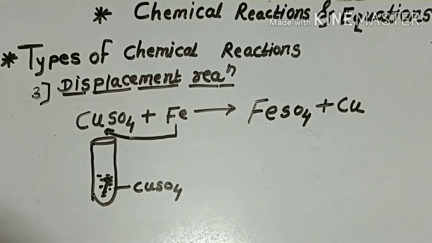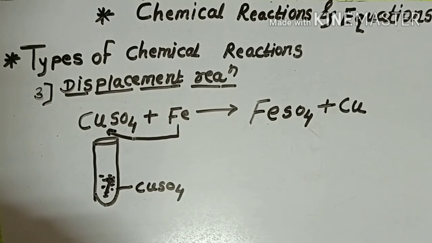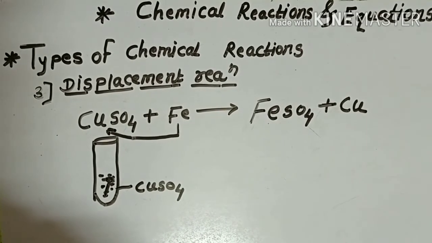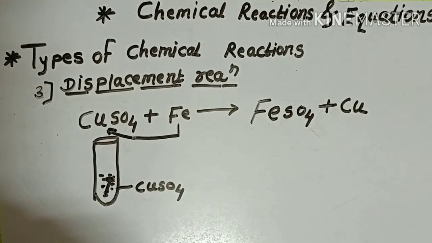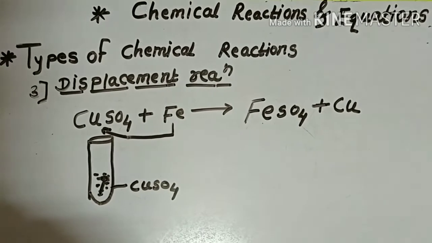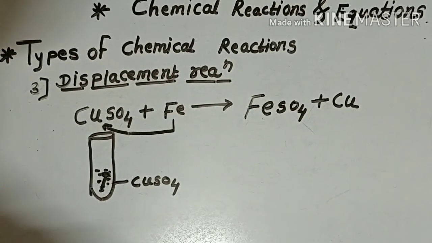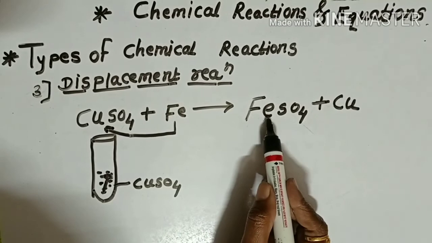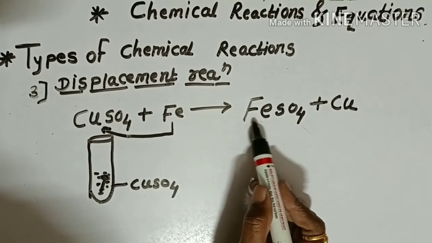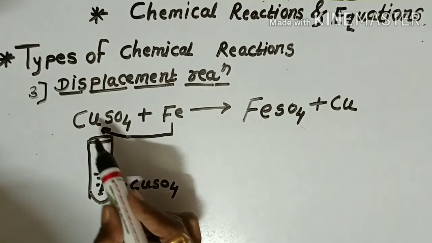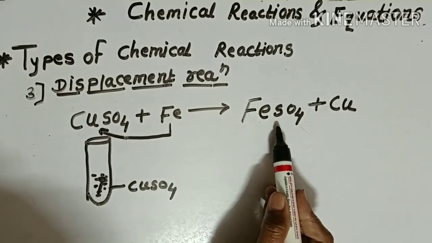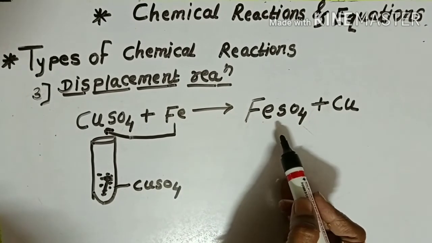So how can we define the displacement reaction? The reaction in which the place of the ion of a less reactive element in a compound is taken by another, more reactive element by the formation of its own ions is called a displacement reaction. See here, Fe is more reactive than copper. So Fe takes the place of the copper and there is a formation of a new product, that is FeSO4.